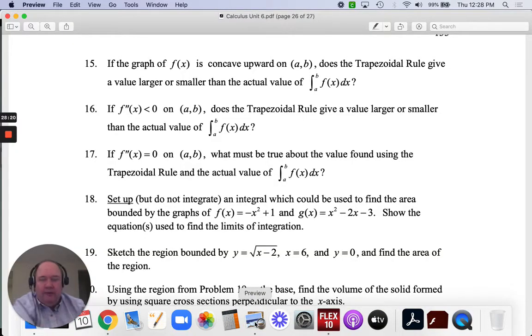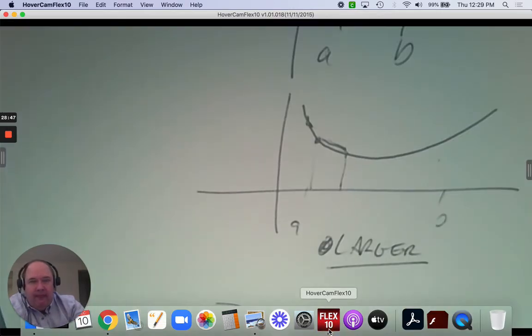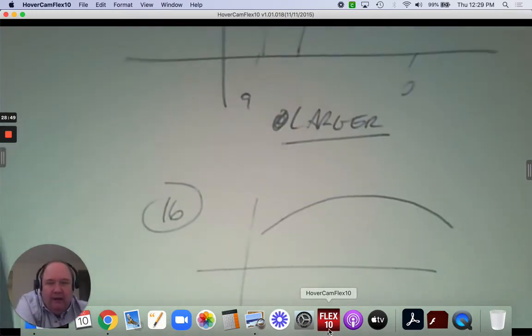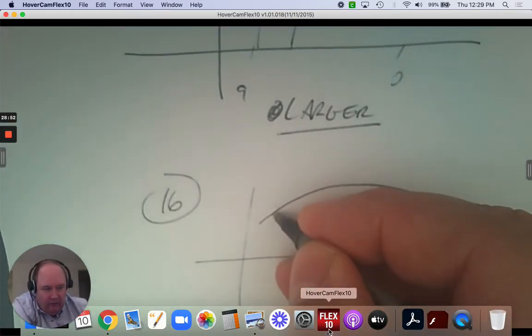So for number 16, it says if the second derivative is less than 0, what does that mean? That means concave down. Does the trapezoidal rule give a larger or smaller value for that integration? So it's the same question asked a different way. The second derivative is less than 0, which means concave down. What would happen? If I draw a really subtle concave down, I'll show it to you. If you do trapezoids and it's concave down, will that be an over or underestimate?